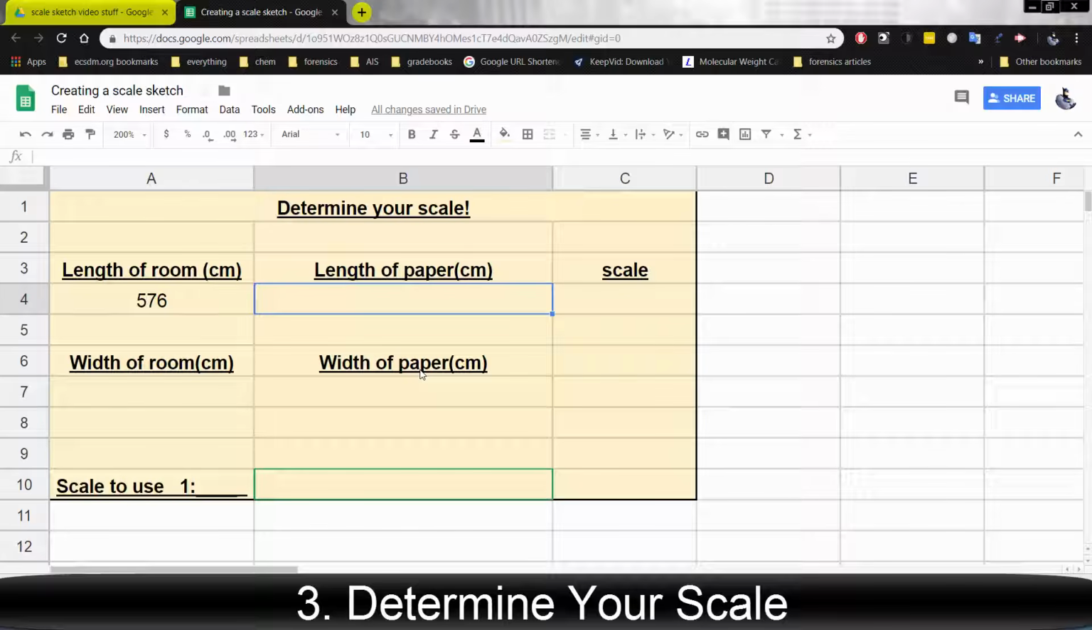And the length of the paper, so I'm going to get a ruler and I'm going to measure my paper, and I trust you all can figure out what that's going to look like. But I measure the length of my paper and I find it to be 27 centimeters. And now to figure out the scale, this is what's great about spreadsheets. I can have it do the math.